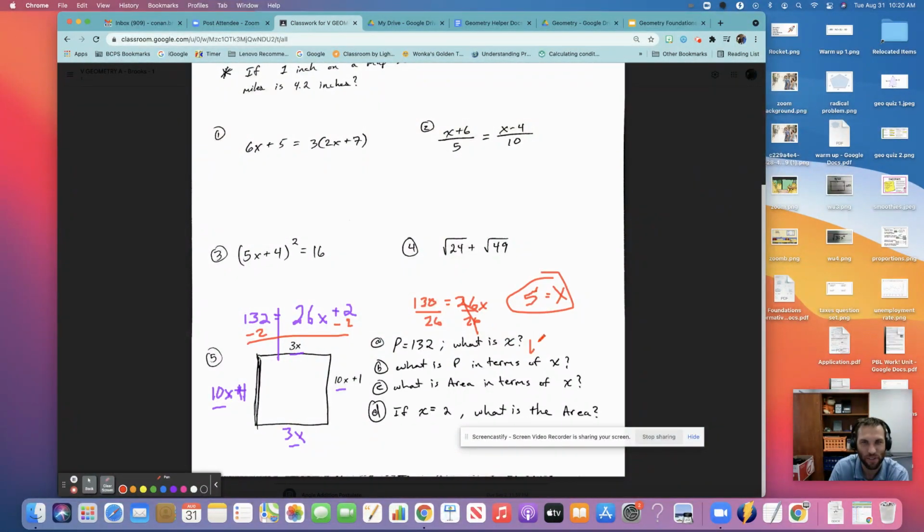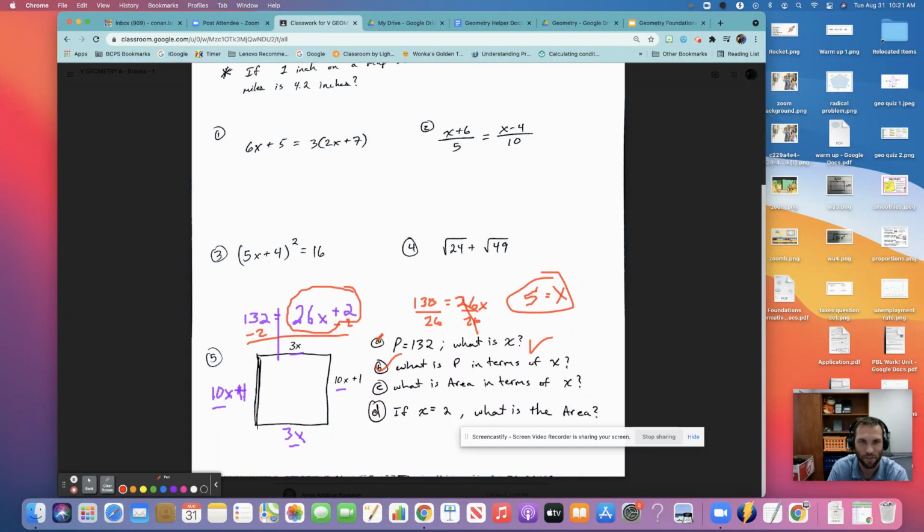Okay, so that's check. And then part B says, what is P in terms of x? What is P in terms of x? This is P in terms of x right here, 26x plus 2. You should know that you can write the perimeter of anything in terms of x. You're going to have an x, and you're going to have constants, and you can't add them together. So 26x plus 2 is not 28x, right? So that's check. And then what is the area in terms of x?